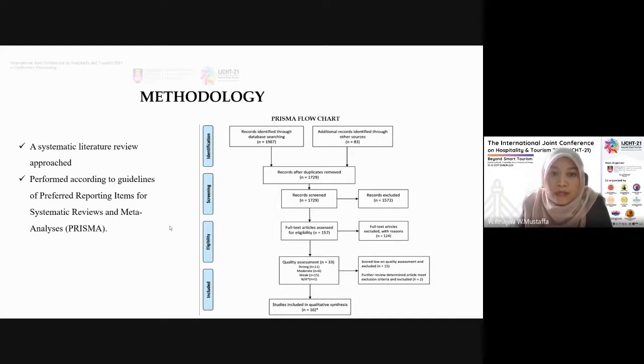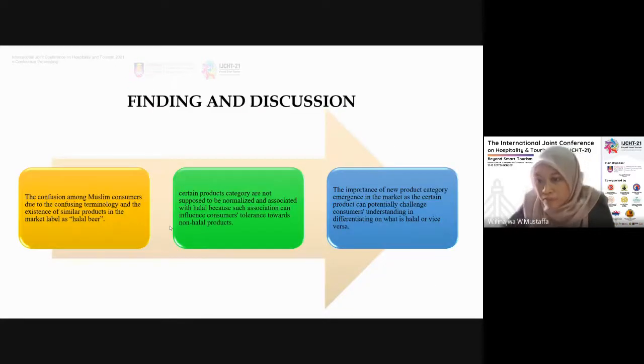Usually we go through the identification, the screening process, eligibility, and what will be included in the research. Okay. So for the findings and discussion, the findings from the research will highlight the implication of 0% alcoholic beverages to the Malaysian halal market. One of the obvious findings is related to the confusion among Muslim consumers due to the confusing terminology and the existence of similar products in the market labelled as halal beer.